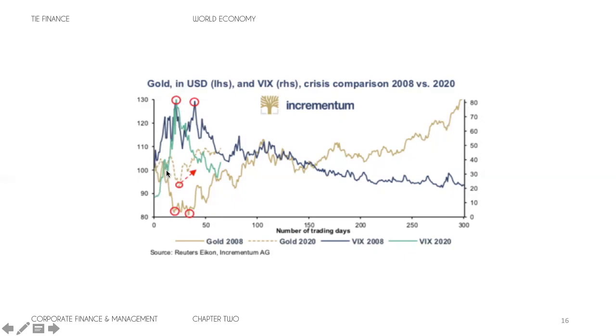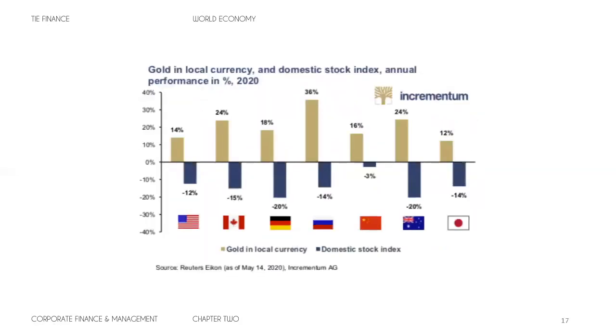Basically, the VIX went up and spiked. This is the blue line in today's chart, and it went down, and the gold price was low, but then began to recover. Now, I guess it's the perfect time, and I'm sure that it will go to the upside in the short term, right? And this is the gold performance versus the domestic stock index and the local currency. So this is the annual performance in 2020, let's say from January till now. And this is the perfect example of how gold could counterbalance the bad performance of an investment portfolio.